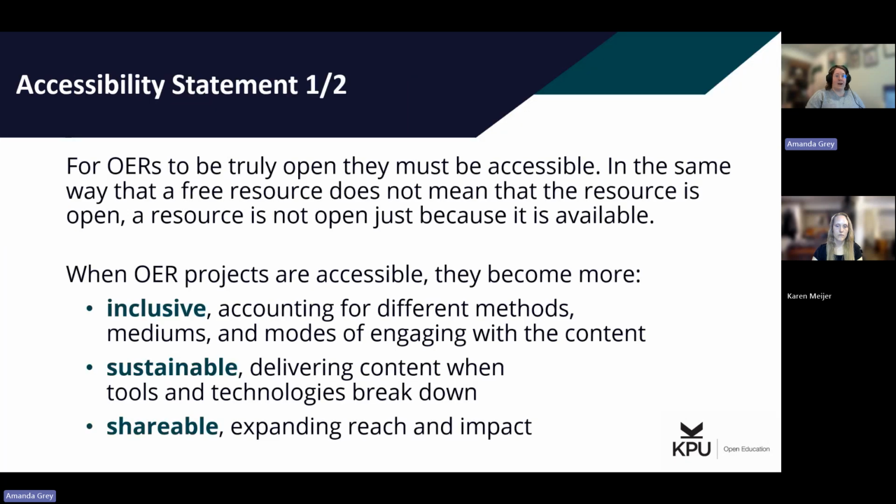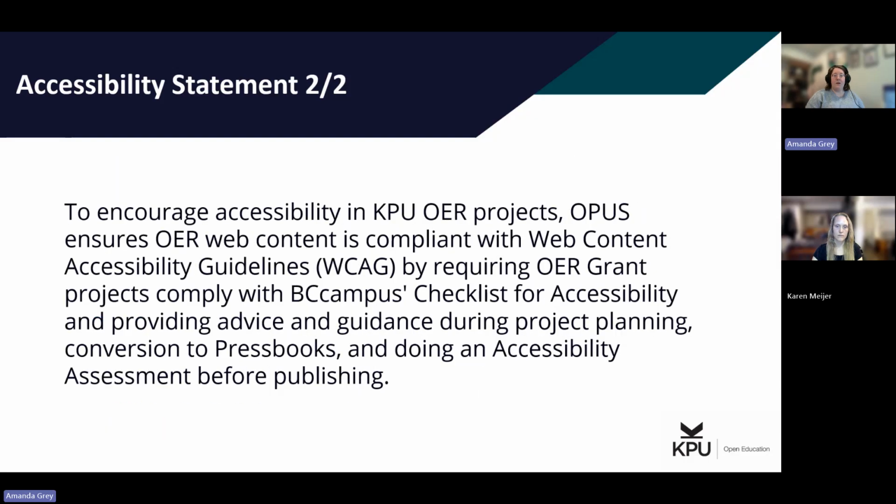So this is the first half of our accessibility statement, which outlines why accessibility is important for OERs. We specifically highlight our goal to make resources more inclusive, sustainable, and shareable. The second half of the accessibility statement is our commitment to publishing WCAG compliant OER and some of the methods that we're using. This is something we can now point to when we're working with faculty and requiring that they follow accessible practices.